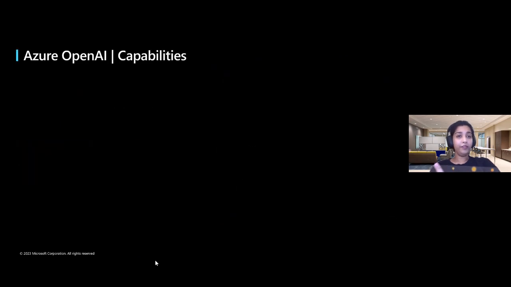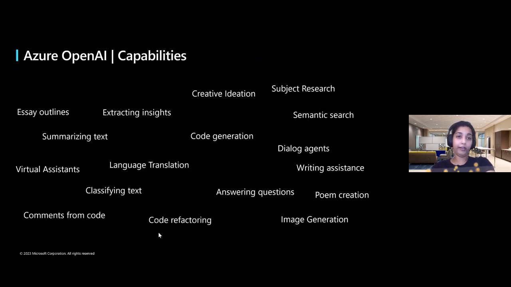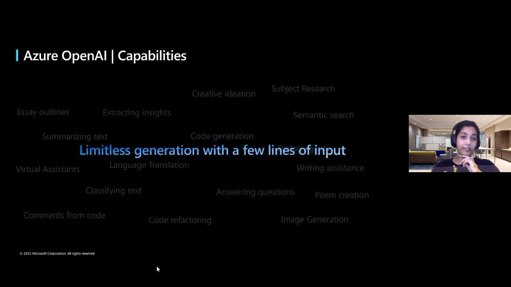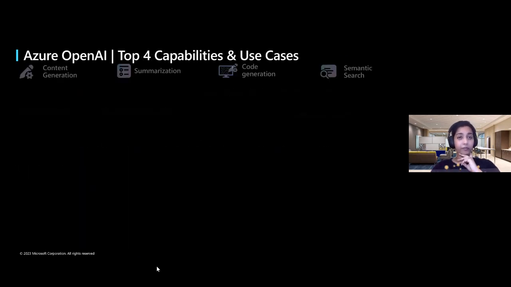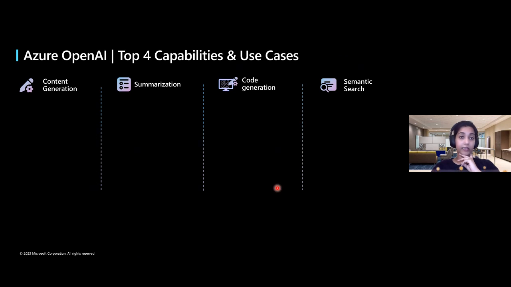So there are a number of different things that we can do with Azure OpenAI. The possibilities, the capabilities are limitless. Everything from virtual agents through to question answer, through to writing assistance, semantic search. And many of these, for those who are hearing it for the first time, I will talk more about later. But the possibilities are basically limitless. But there are 4 capabilities that keep emerging time and again with our customers. I want to point you to those 4. So content generation, summarization, code generation, and semantic search.